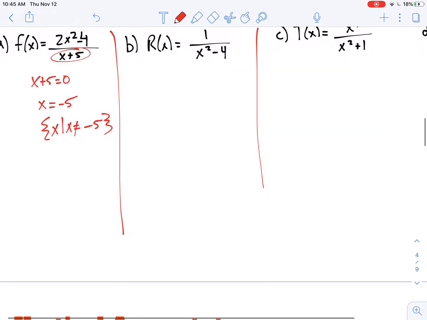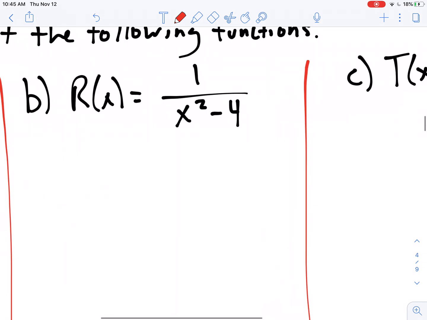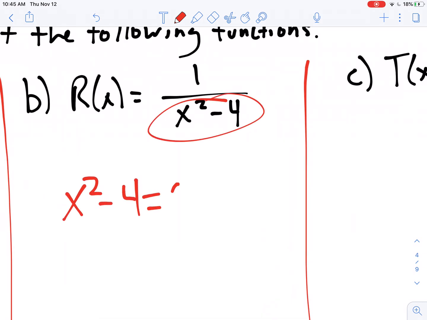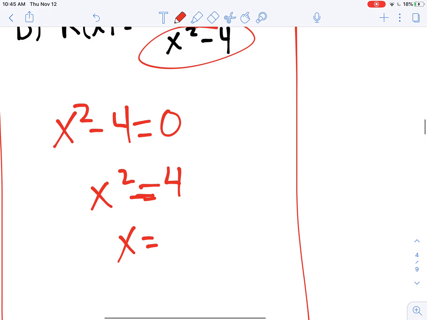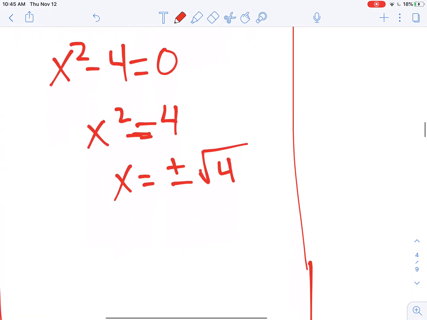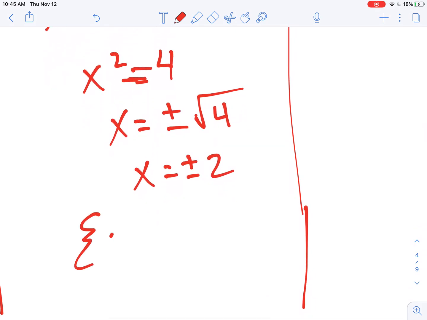It's that straightforward. Again, for b, I've got a denominator here. x squared minus 4 is equal to 0. x squared is equal to 4. x is equal to positive or negative square root of 4. x is equal to positive or negative 2. So my domain here is all values of x where x cannot be equal to positive or negative 2.